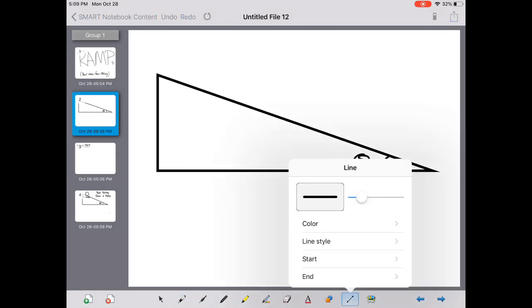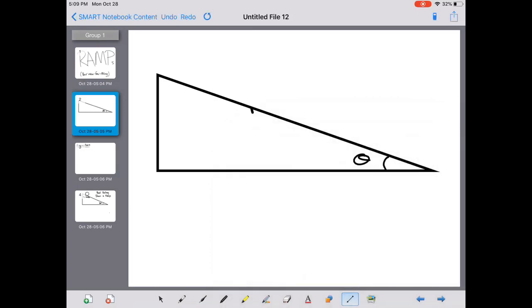So for motion on a ramp, one of the assumptions that we're going to make is that our acceleration due to gravity is straight down. All right, and the reason that we make that assumption is because we talked about how in free fall, acceleration when an object is falling is pointed straight down. Well, just because we're on a ramp now doesn't mean that changes. So it's still straight down.